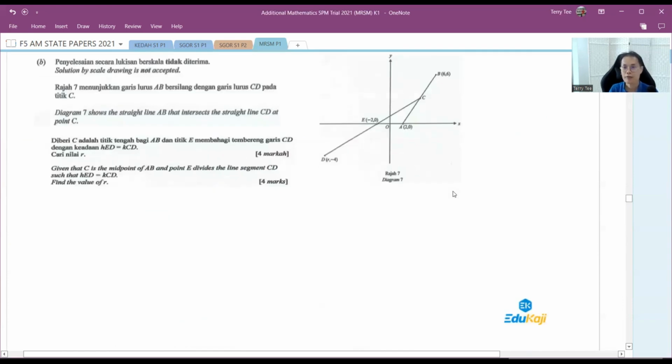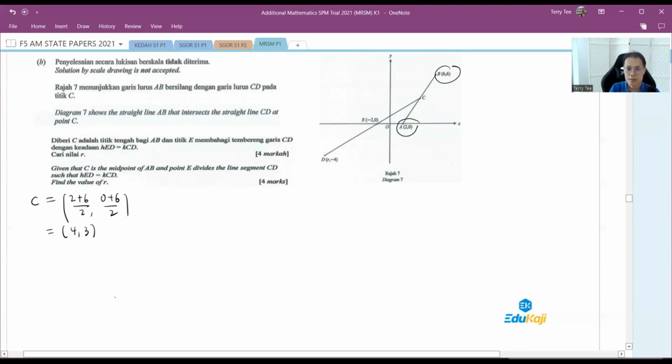Okay, so here we have C is the midpoint of AB, and E divides the line segment CD such that HED is KCD. I think the first thing is to find the midpoint. C is the midpoint of AB. A is 2, B is 6, so 2 plus 6 divided by 2, and 0 plus 6 divided by 2. So your midpoint is just 4, 3.